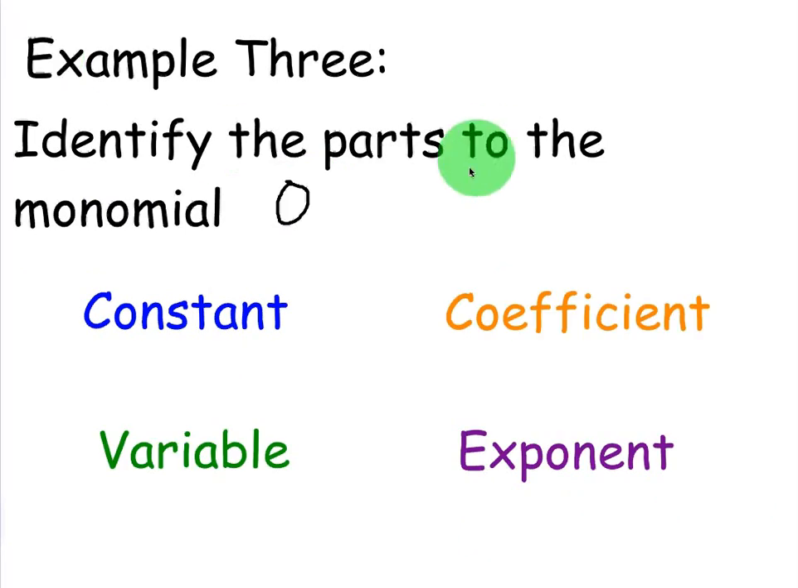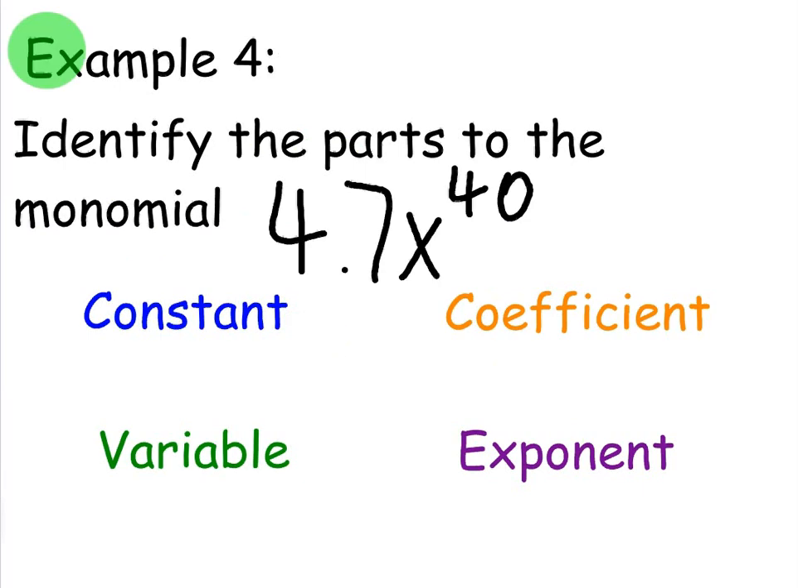Next one. Identify the parts to this monomial. 0. Okay, first of all, constant. Yes. 0 is a constant number, so we're going to put that there. But guess what? It doesn't have a variable. It's just a constant, which is fine. So we don't need to write this down. We'll just say there is no variable verbally. Coefficient. Well, 0 is not a coefficient because it's not in front of the variable. So we'd also say none for coefficient. And then exponent. There is no exponent. There's no number up and to the right. So the only component for this monomial is that it's a constant. Again, it doesn't have to have all the components to be a monomial.